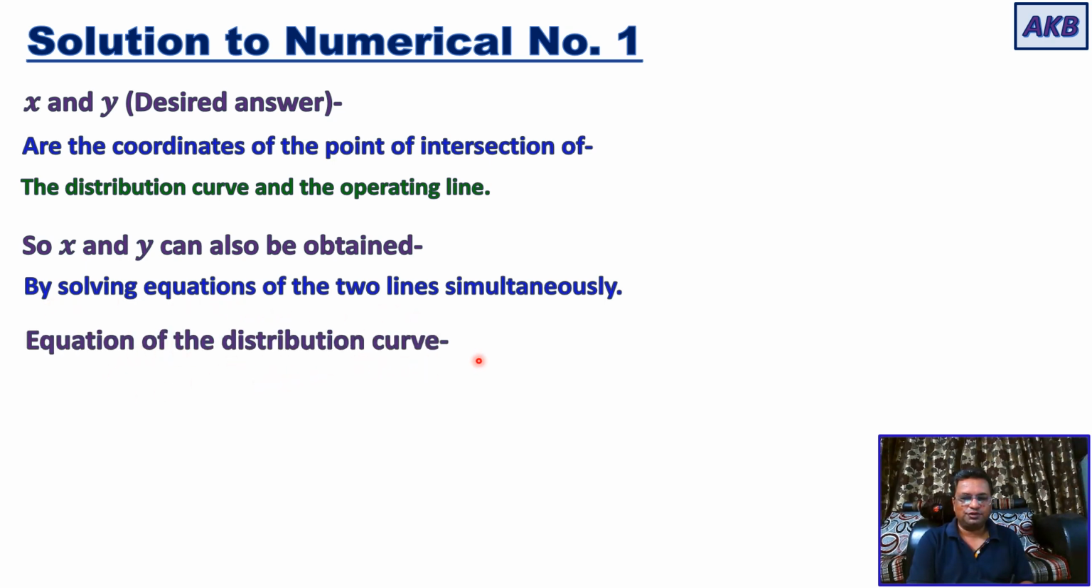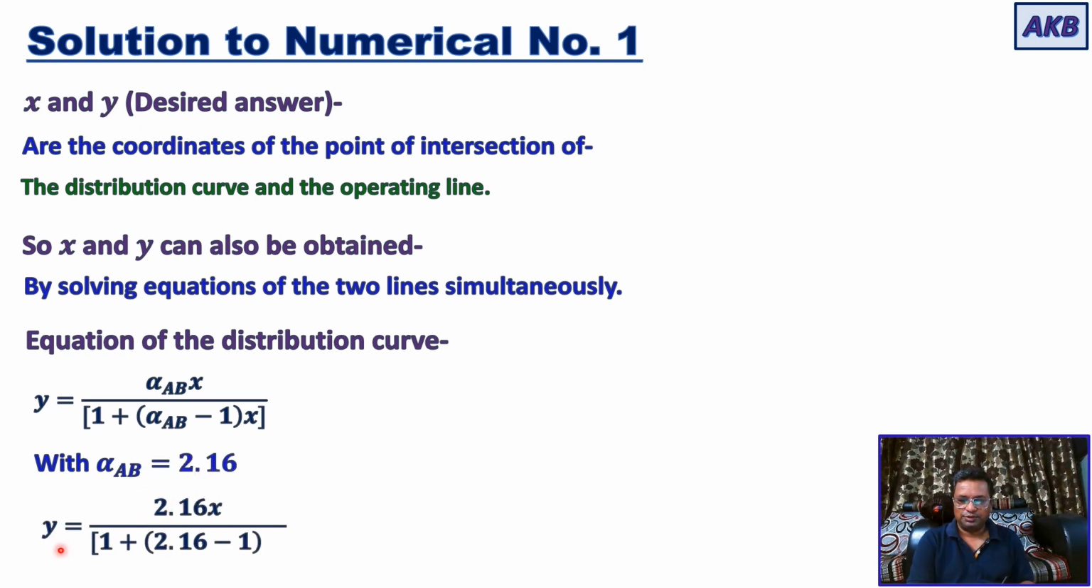Now what is the equation of the distribution curve? We have used this equation to plot that curve. y is equal to alpha ab x divided by 1 plus alpha ab minus 1 into x. Alpha ab is known to us, it is 2.16. So that gives us y as 2.16 into x divided by 1 plus 2.16 minus 1 into x. Therefore y is equal to 2.16x divided by 1 plus 1.16x.